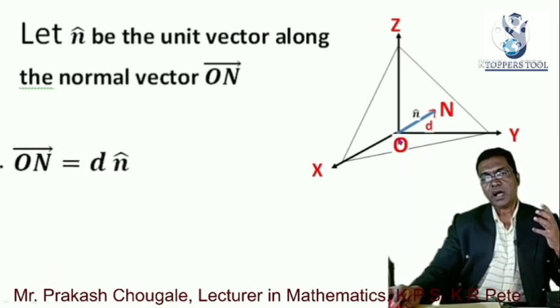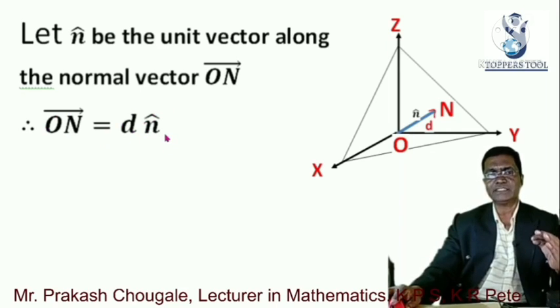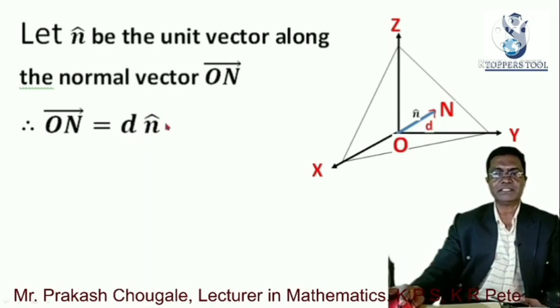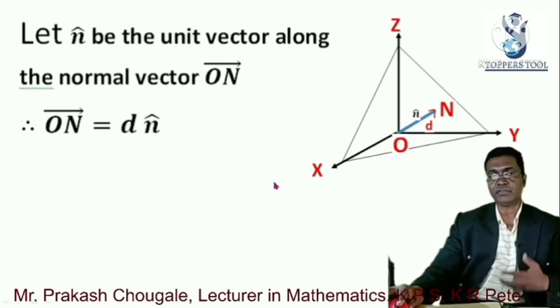Now see here how the vector ON can be expressed. Vector ON can be expressed as its magnitude into its direction. As we all know, any vector can be expressed as the product of its magnitude and its direction. So what is the magnitude of this ON vector? It is its length, that is d, and its direction is n cap, because n cap is the unit vector along ON, as we all studied.